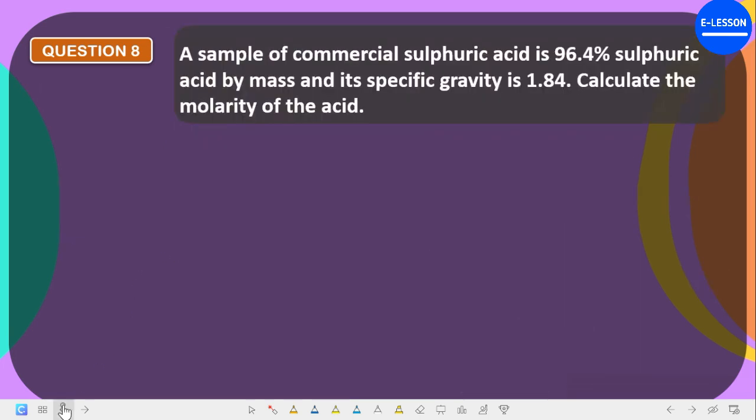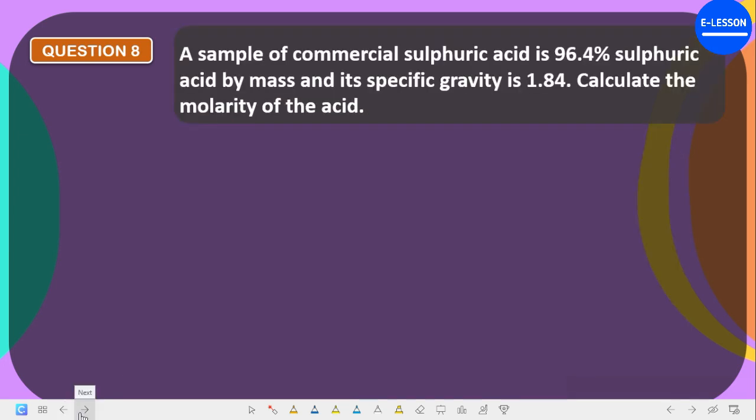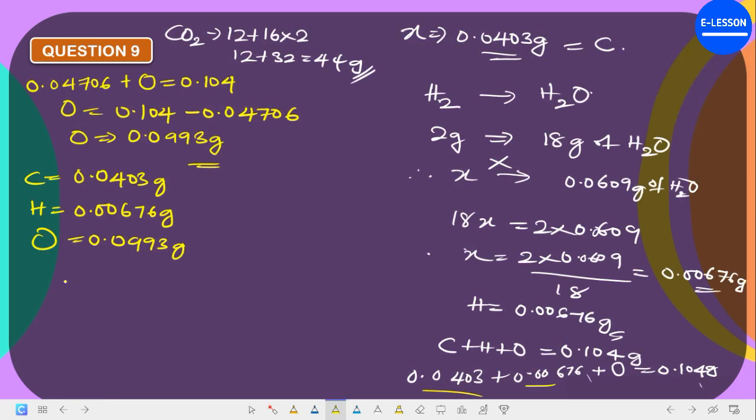Now the next question says we've calculated the masses of carbon, hydrogen and oxygen in the sample. Now calculate the percentages of these elements in glucose. You are asked to calculate the percentages. To calculate the percentage of carbon, what do we do?